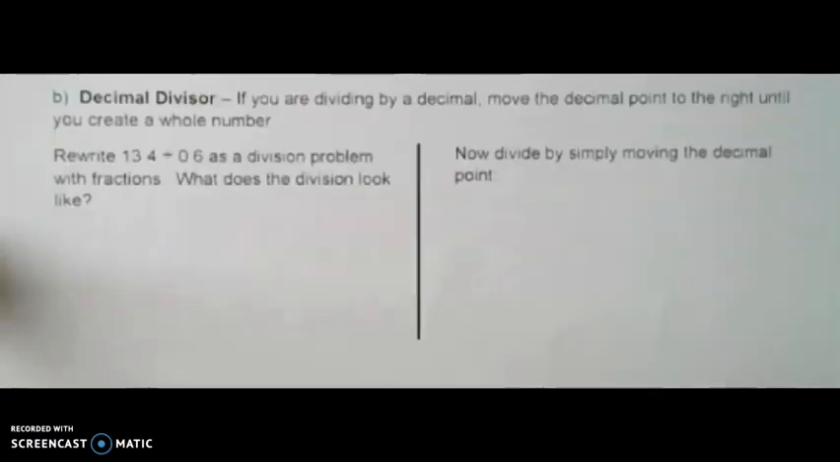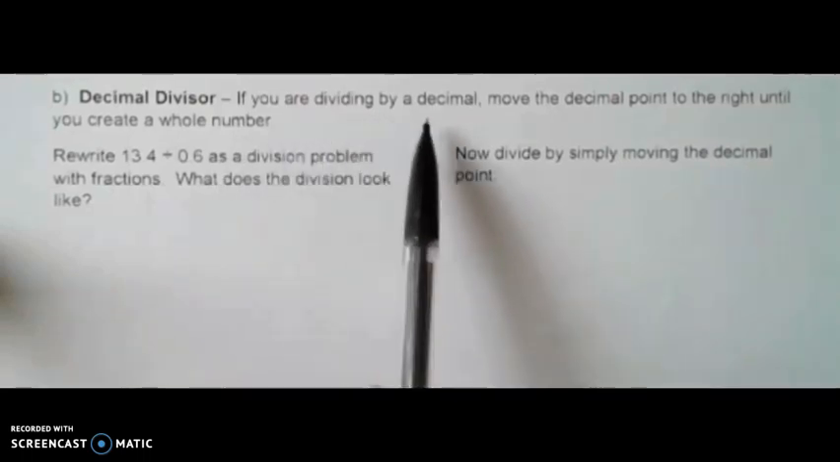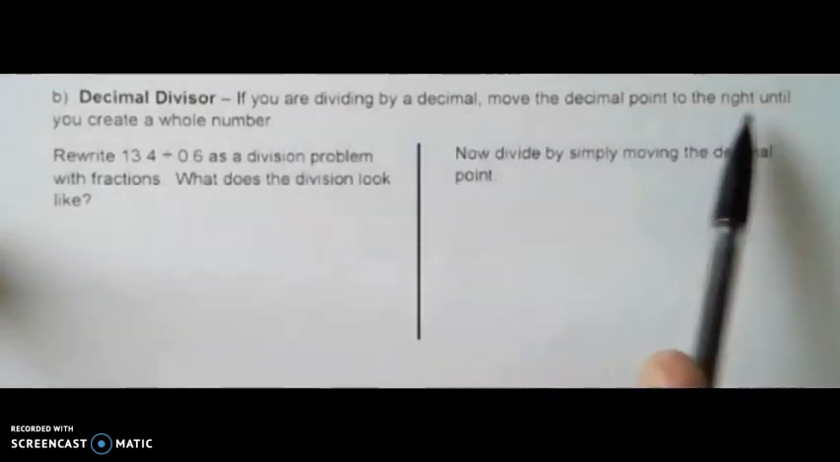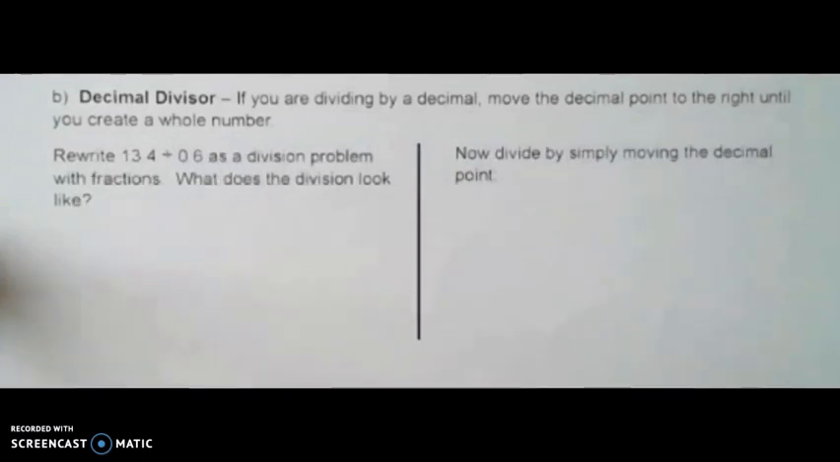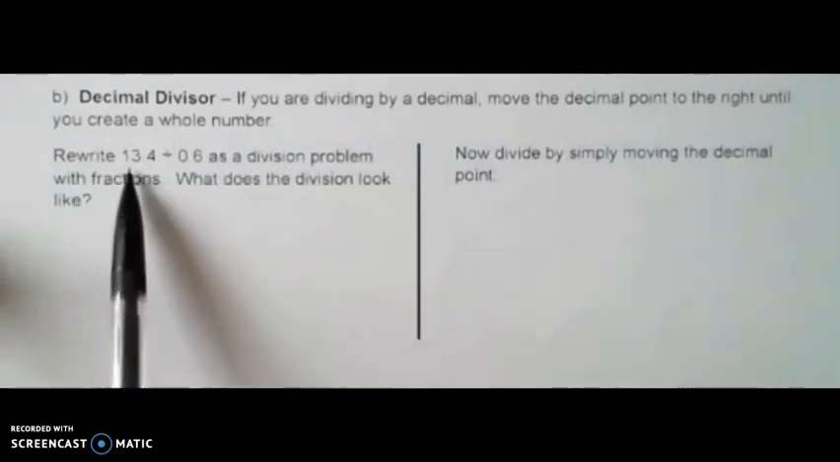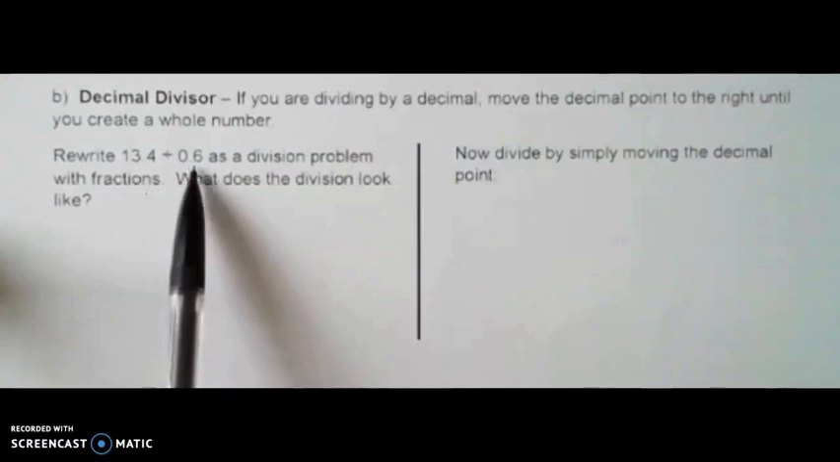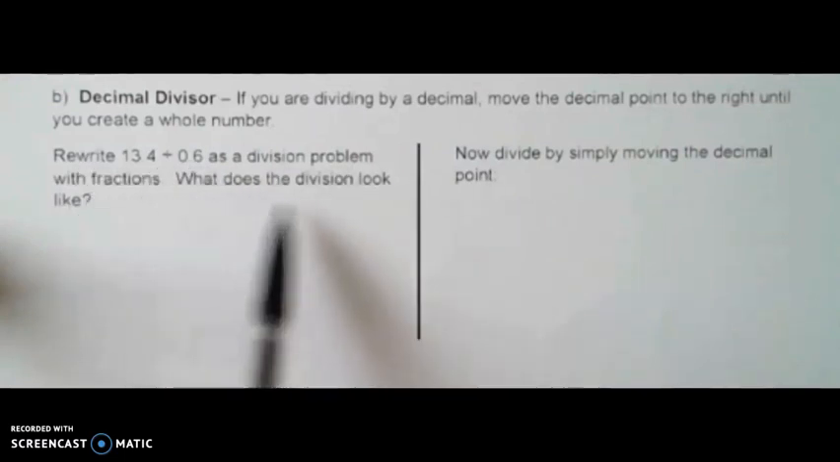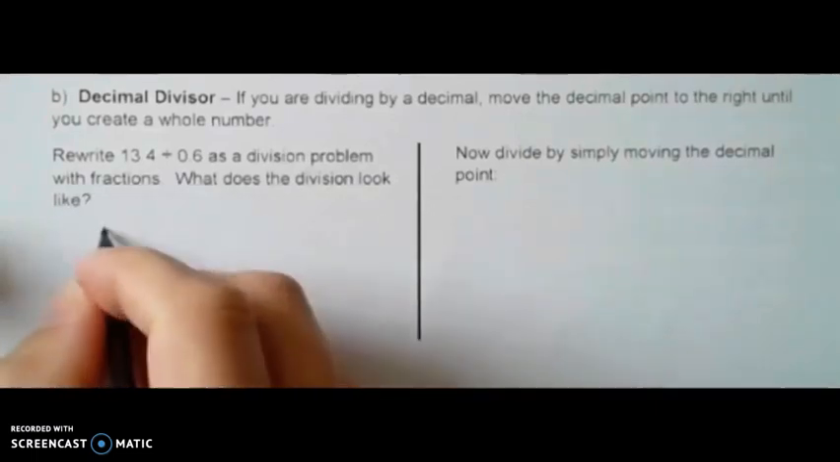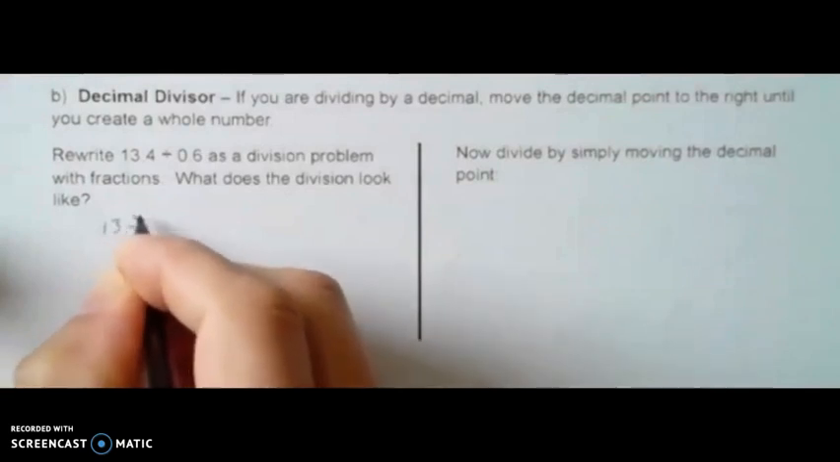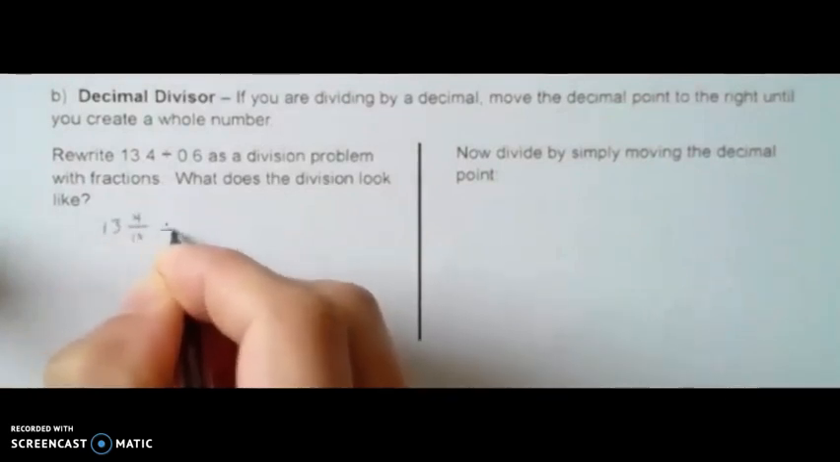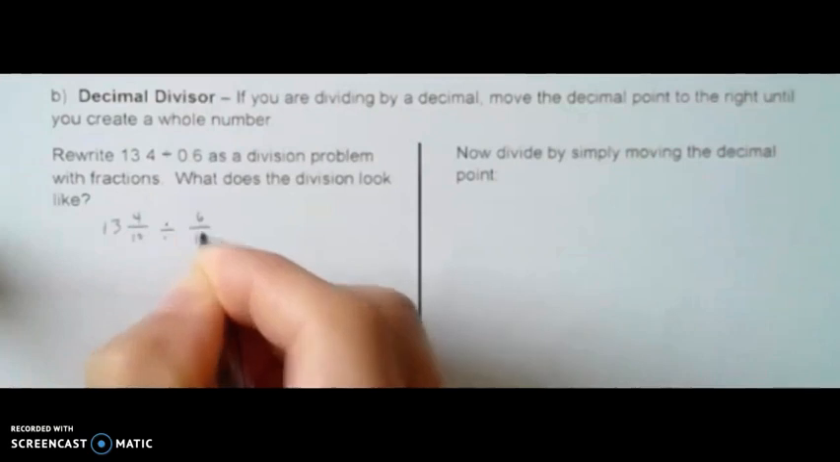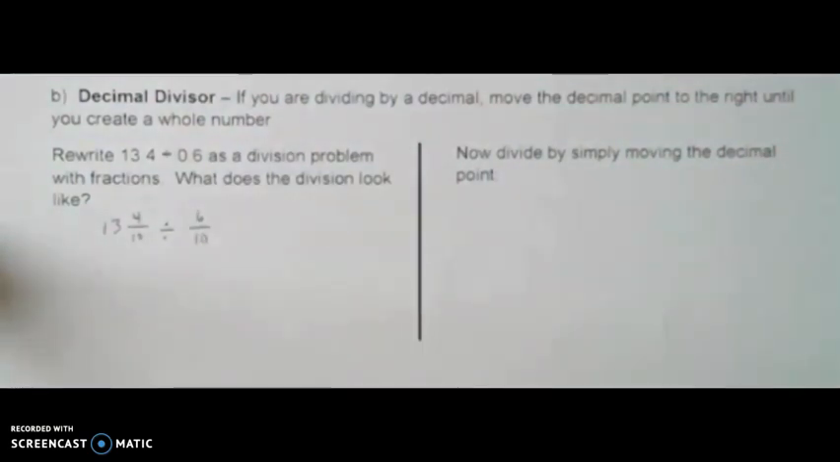So what happens if the divisor is a decimal? If you are dividing by a decimal, then you can just move the decimal point to the right until you create a whole number. For example, if we have 13 and 4/10 divided by 6/10, we're going to rewrite this as a division problem with fractions, and then we're going to ask ourselves what this division looks like. So 13 and 4/10, I'm going to write it just like that, 13 and 4/10 divided by 6/10. That's what it would look like with fractions.